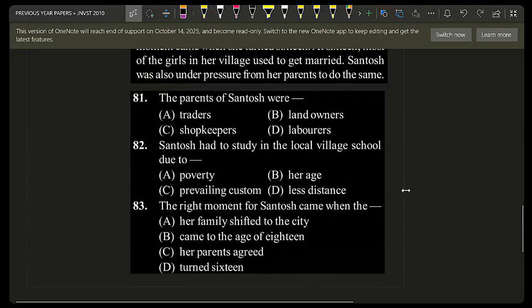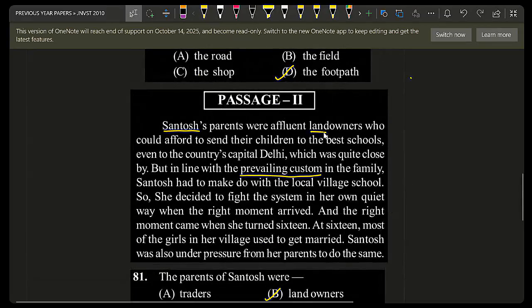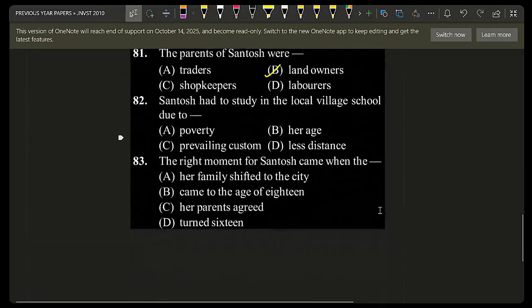Let's try to answer the questions. The parents of Santosh were traders, landowners, shopkeepers, laborers. So it's clearly mentioned in the passage. They are landowners. Next, 82. Santosh had to study in the local village school due to poverty, no. Rage, no. Prevailing custom, less distance. So it is local village due to prevailing custom. Okay, option C.